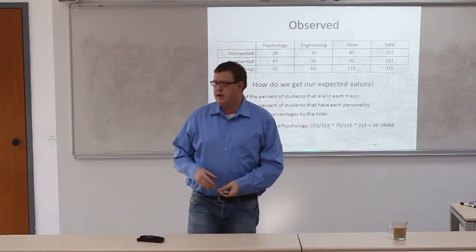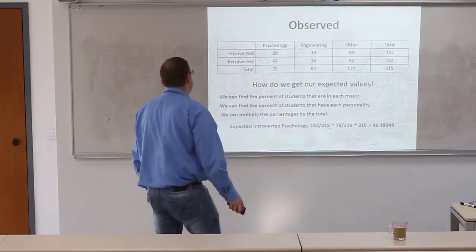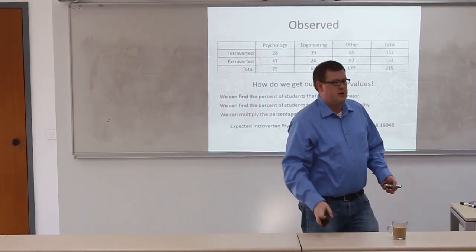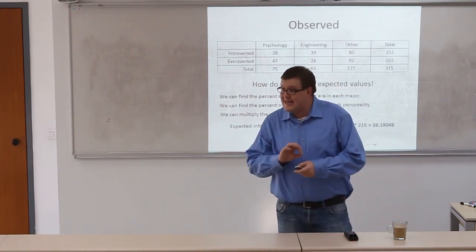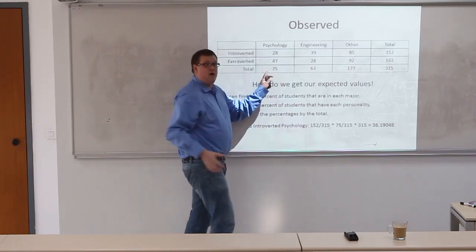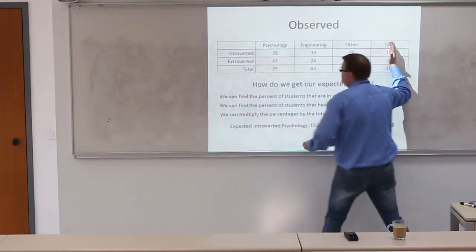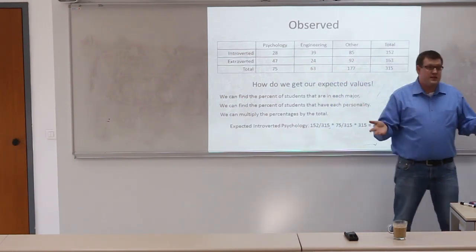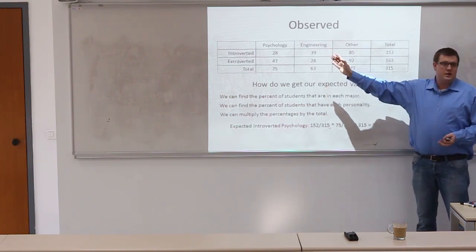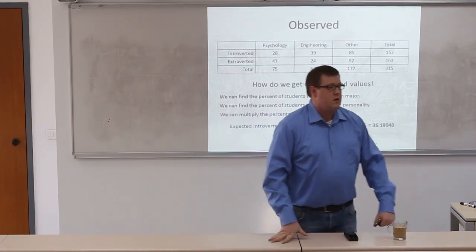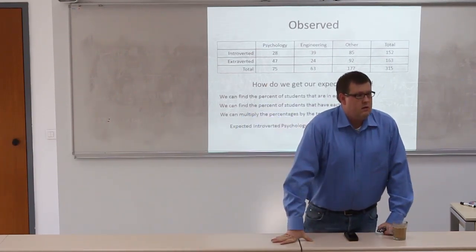If we had a particular expectation, like we think it's going to be twice as high for psychology as for engineering, we could set up a different expected. But since we want to test whether it's independent, we multiply the probabilities for the different majors by the probabilities for the different personalities. We could do this with other things as well, like gender and religious affiliation.